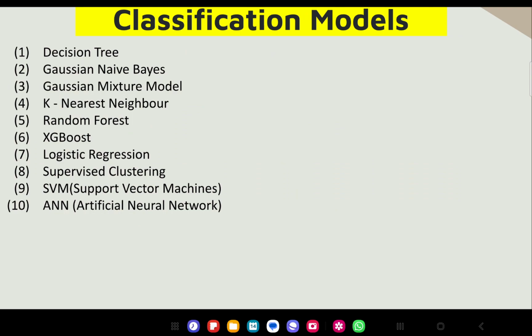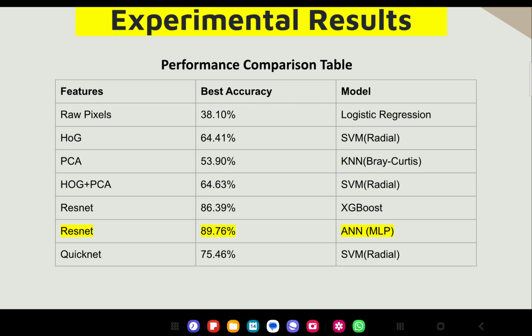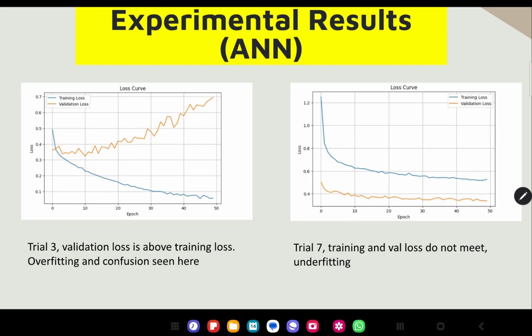These are the 10 classification models we used, out of which ANN gave the best results. But XGBoost was not far behind ANN. ANN gave an accuracy of 89.76% when trained on ResNet data, but XGBoost also gave an accuracy of 86.39% on ResNet data. Now let me explain the experimental results of ANN.